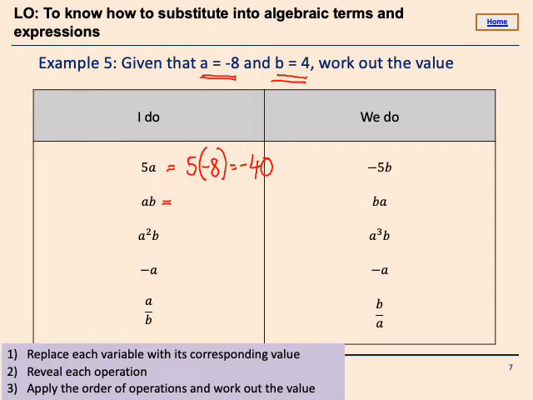For a times b, we're going to have -8, and that's going to be times by 4. So again, a positive and a negative, I'll get a negative answer. So I will get -32.